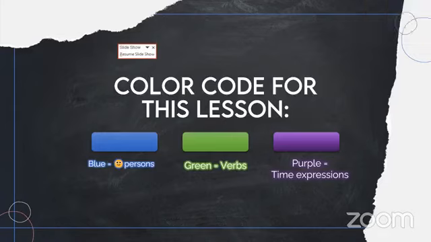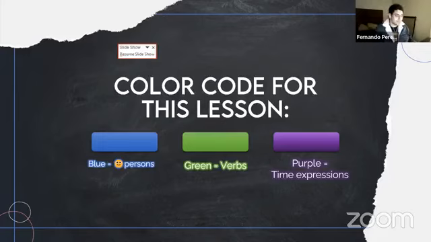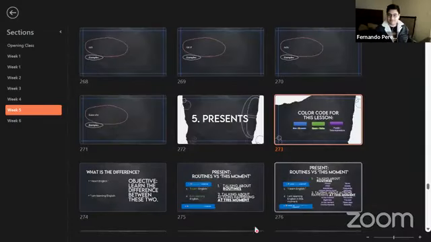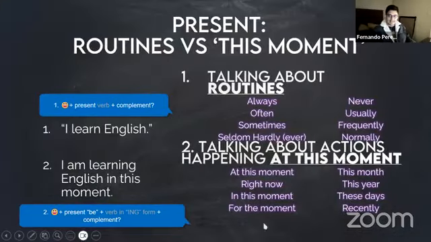All this is important because precisely we are going to see the difference. The difference is in the time expression. The difference between Formula 1 and Formula 2 is the time expression. Please observe this chart.